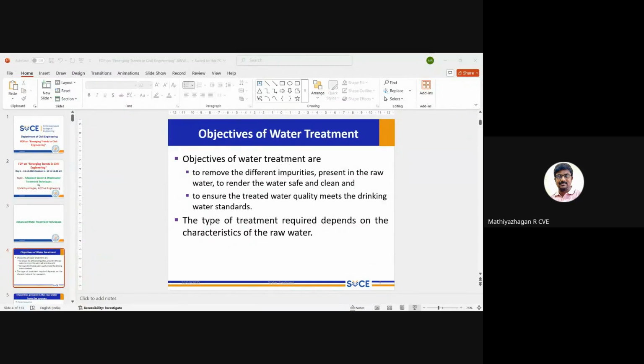No, sir. It's still in the objectives of wastewater treatment. Okay. Share entire screen and then go to slideshow. Okay.